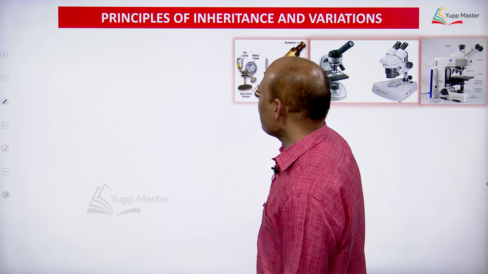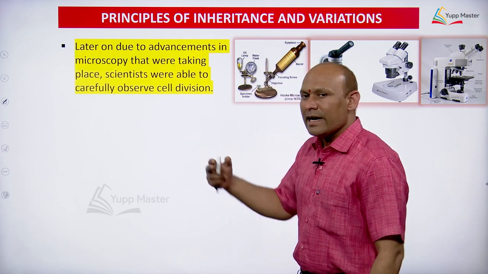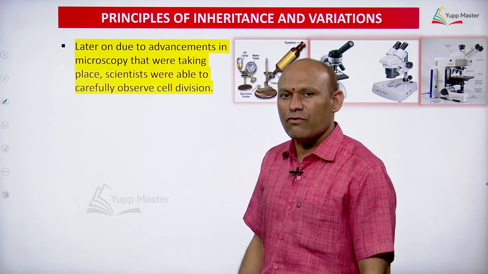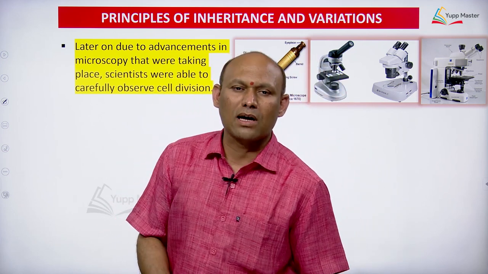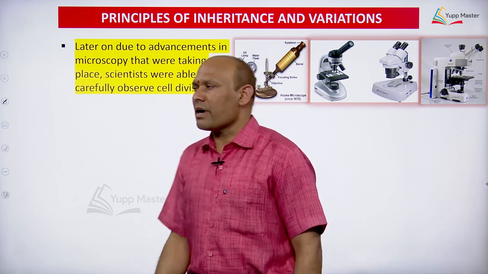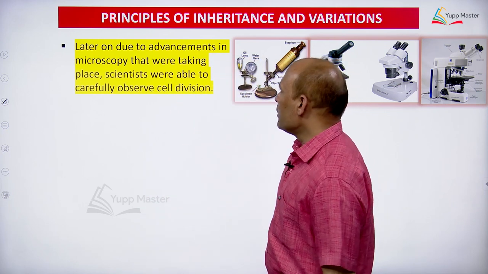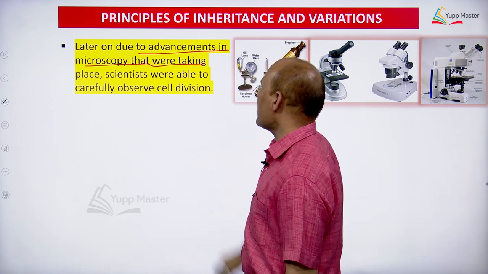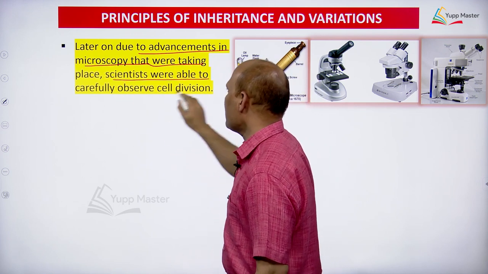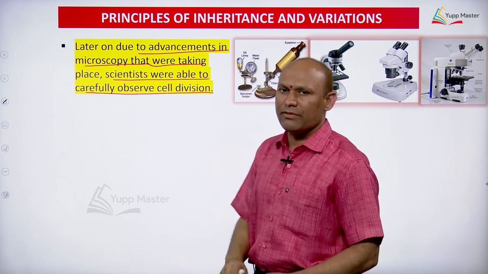Again, certain beautiful aspects, let us see. Later on, after the rediscovery of Mendel's work on inheritance by three scientists, Hugo de Vries, Carl Correns and Erich von Tschermak, due to the advancements in microscopy that were taking place, scientists were able to carefully observe cell division.